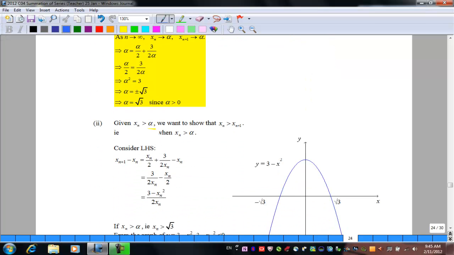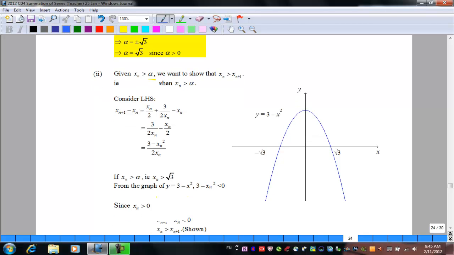Okay, so how do we show this? There is quite a standard way of showing. Okay, so please pay attention because this is a common type of question and we all have to be able to handle such questions when we see them. Now, there's an interesting idea here. We want to show that xn is more than xn plus 1, right? Now, instead of showing this, because this is quite a strange statement, can I actually rewrite it? Okay, if I were to bring everything to one side, do you see that it's the same as showing that xn plus 1 minus xn must be less than 0 when xn is more than alpha?